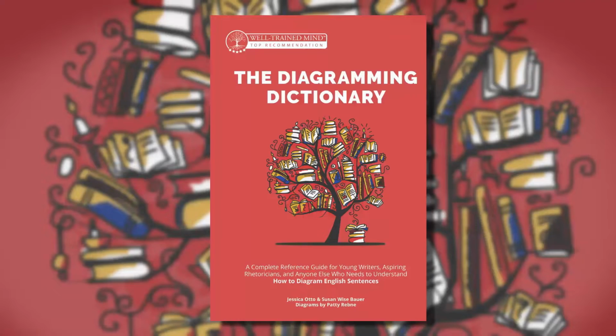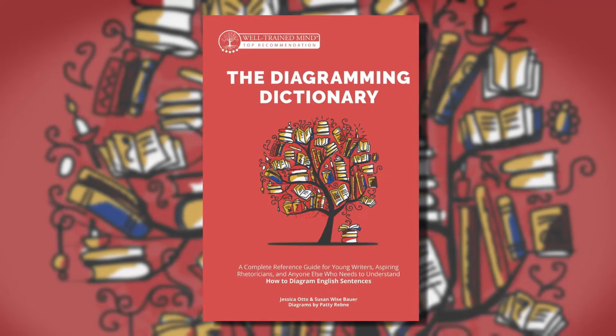I'm Susan Wise Bauer. I'm the author of the Grammar for the Well-Trained Mind series, and I'm here with my colleague and co-author, Jessica Otto, who teaches grammar classes at the Well-Trained Mind Academy using this series. And we're very excited to bring you a new addition to the series, the Diagramming Dictionary.